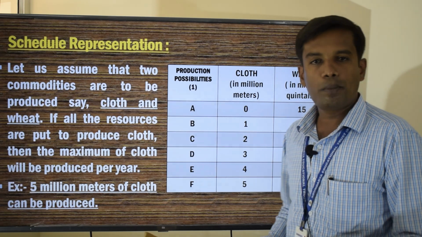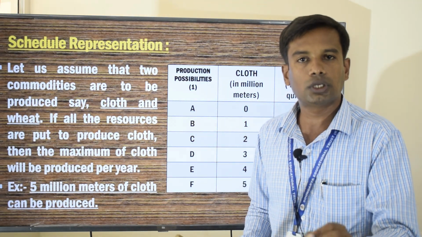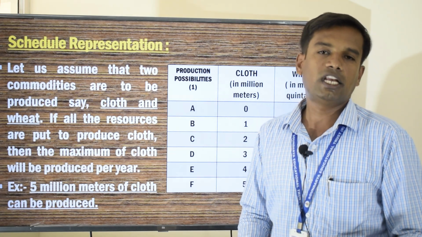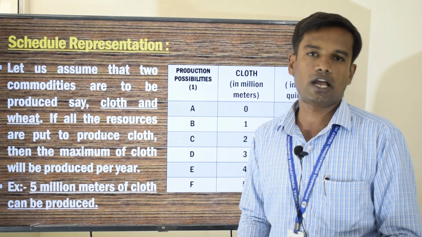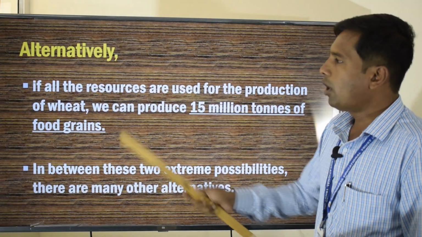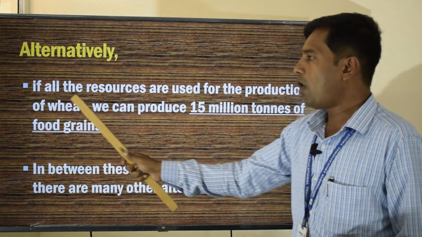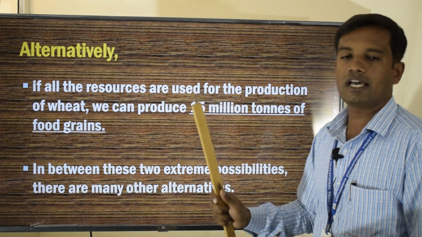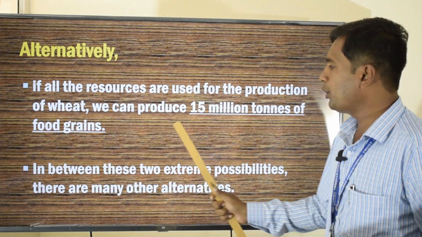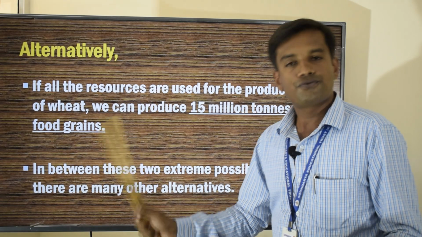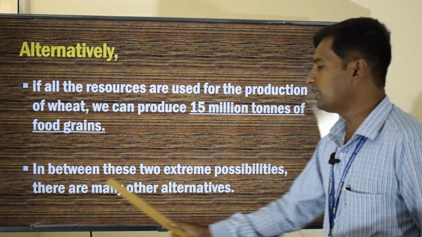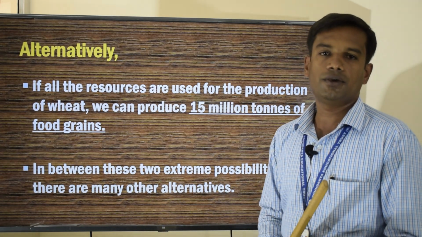Out of these combinations, a country can choose, a country can allocate the resources, it can produce both the goods. It depends on the country's or economy's decision. So that is how a country can allocate the resources. Alternatively, as I said, if all the resources are used for one product, and the country doesn't want to produce cloth, it wants to produce only wheat, then it can produce 15 million tons of food grains. In between these two extreme possibilities, there are many other alternatives.